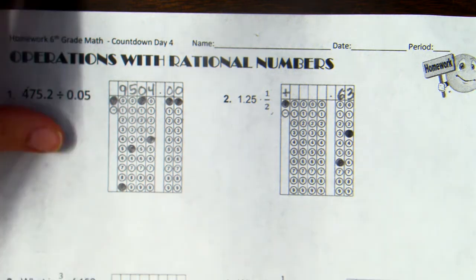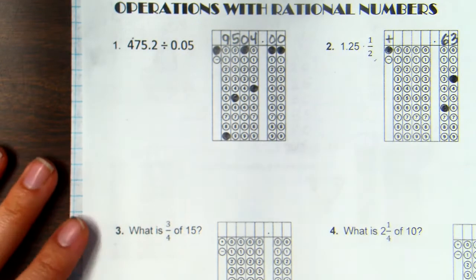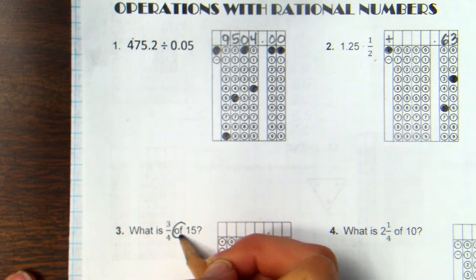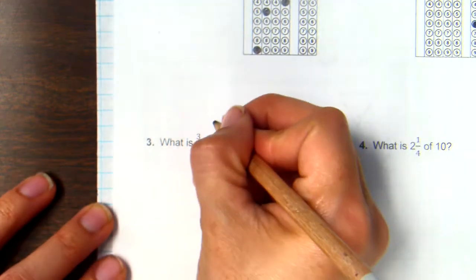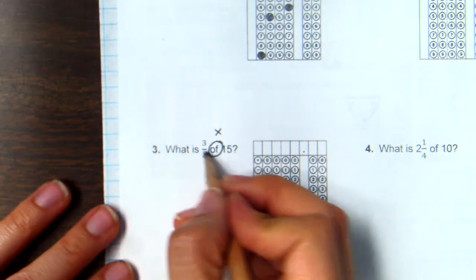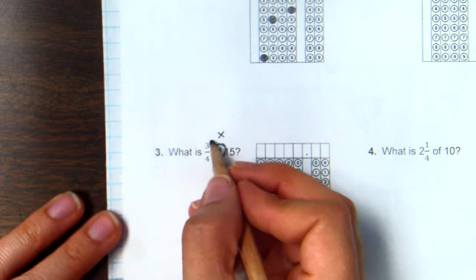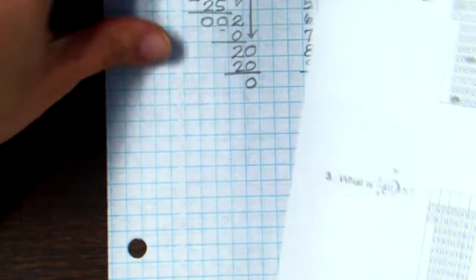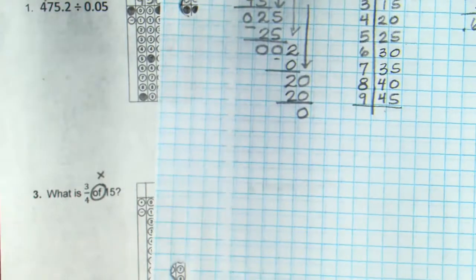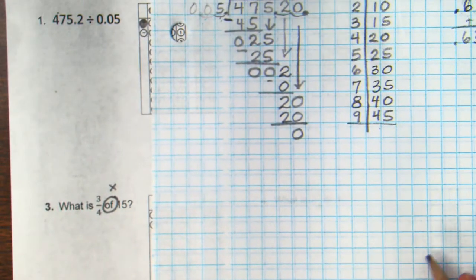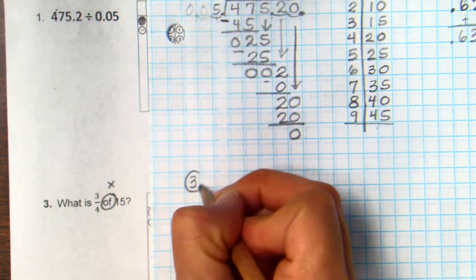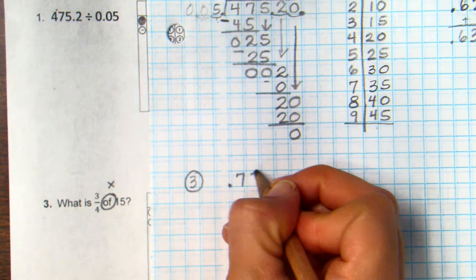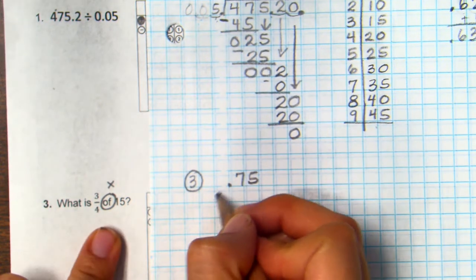And then on number 3 and 4, I include some keywords, okay? The keyword here is of. Shayla, what does of mean? What operation means of? Multiply. Multiply, thank you. Okay, so bottom line, you just need to multiply 15 times 3/4. If you remember what 3/4 is as a decimal, just go ahead and write it. 0.75. Remember money, 3/4 means 75 cents.